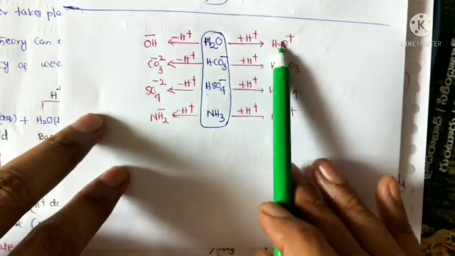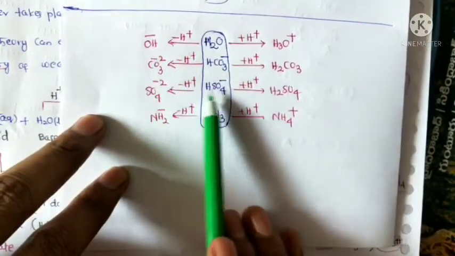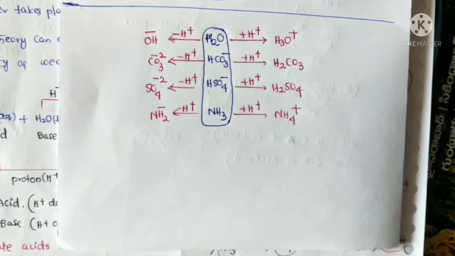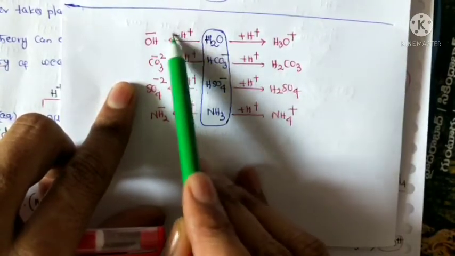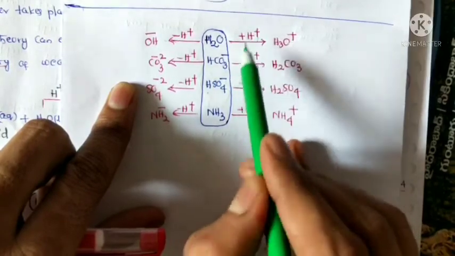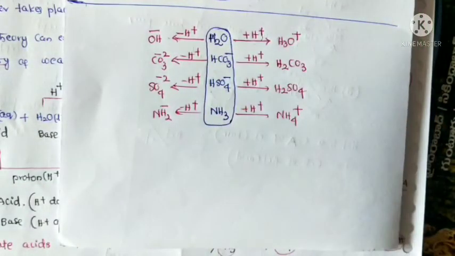So this pair, and this pair, and this pair are called conjugate acid base pairs, because in each pair there is one proton that differs. That's why all these pairs are called conjugate acid base pairs.